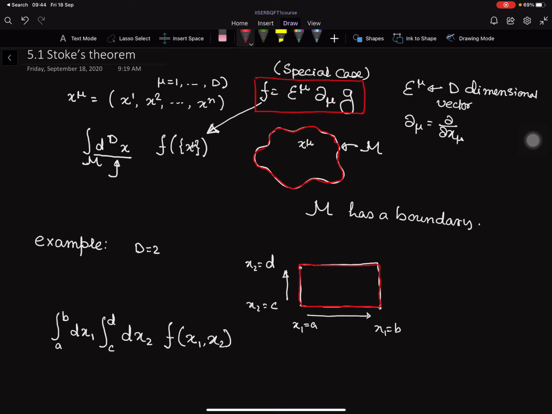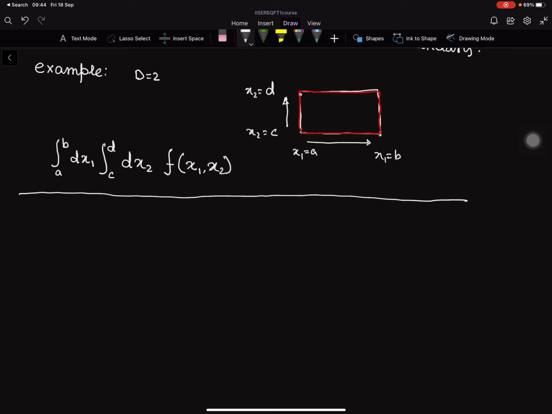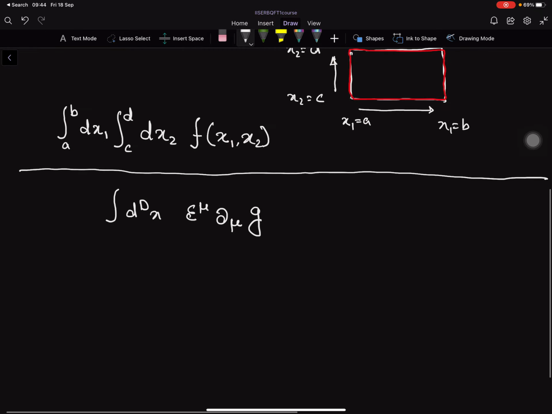Okay, and the theorem says that if you are given such a special f, let's say you are interested in the integral d^d x of epsilon^mu del_mu g, and it is over some range M. Then the question is: what happens on the right side? That's the Stokes theorem.